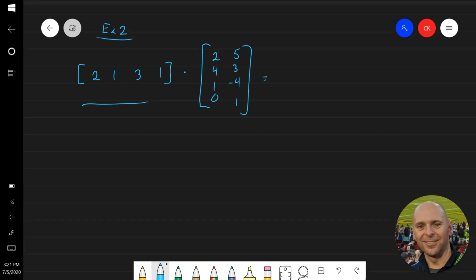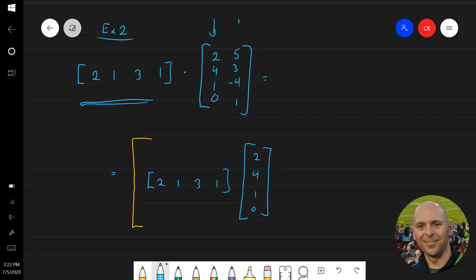And I'm going to actually write this out in a very deliberate way. It's going to look a little funny, and normally we wouldn't do this, but I'm going to show the deliberate distribution almost, if you will, of this first row. So there's our row times our first column, and we'll write out our first column as 2, 4, 1, 0.